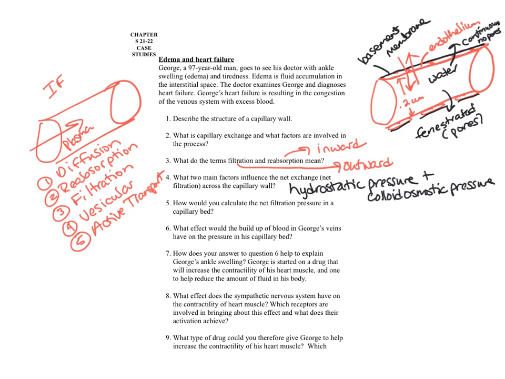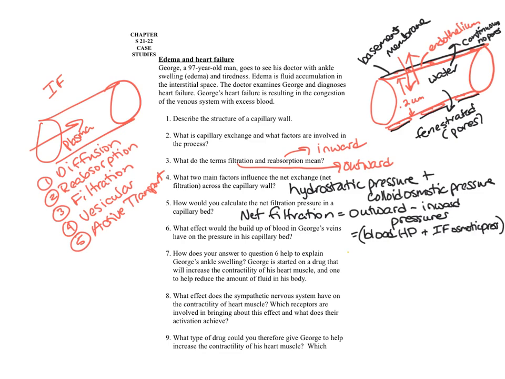Number 5, how would you calculate the net filtration pressure in a capillary bed? The net filtration pressure equals the outward pressure minus the inward pressure. So, in other words, the net filtration pressure equals the blood hydrostatic pressure plus the interstitial fluid osmotic pressure minus the blood osmotic pressure plus the interstitial fluid hydrostatic pressure.